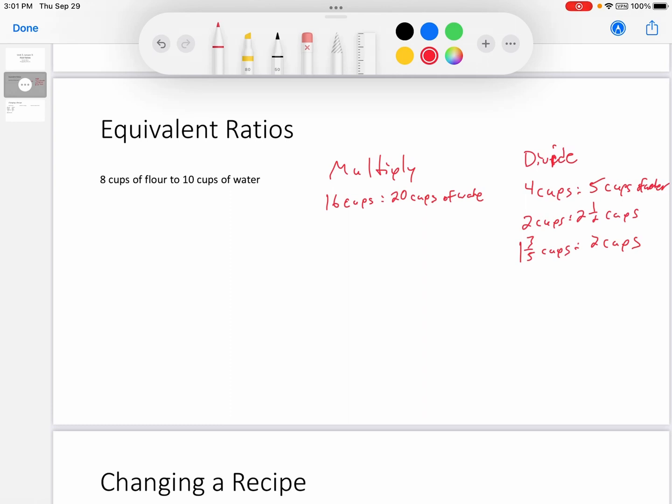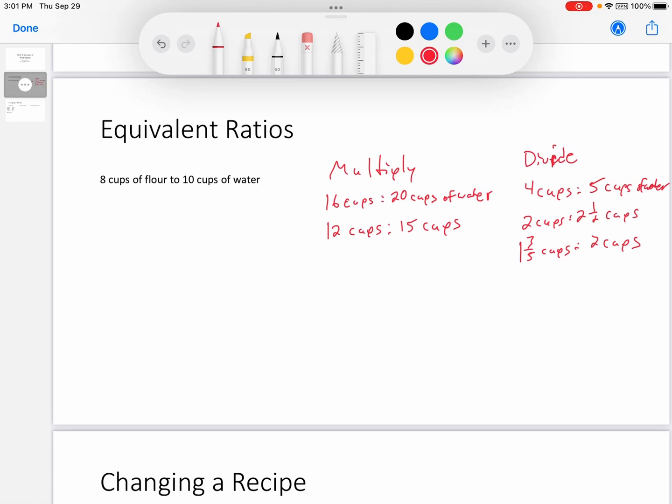I could multiply the original by 1.5. 8 times 1.5 is 12 cups. 10 times 1.5 is 15 cups. These are all equivalent. It doesn't matter what type of number you are using, you just have to multiply both numbers by the same number or divide both numbers by the same number. Here's a quick hint, multiplying and dividing are the same thing, they're just inverses. All right, so that's the idea of equivalent ratios.